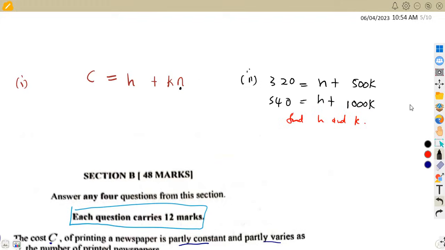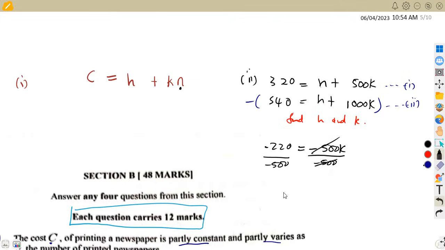So what can we do? These are two equations that we have. So we can simply subtract equation 2 from equation 1, so that we can eliminate h. If we subtract, 320 minus 540 is going to be negative 220 is equal to h minus h, that's a 0, and 500 minus 1000 will be negative 500k. So to find k, we can divide by negative 500 on both sides.